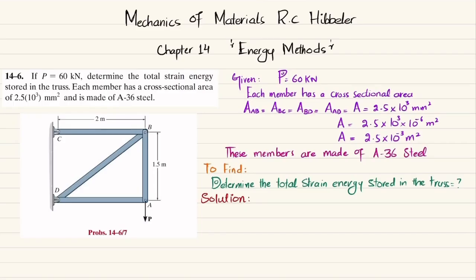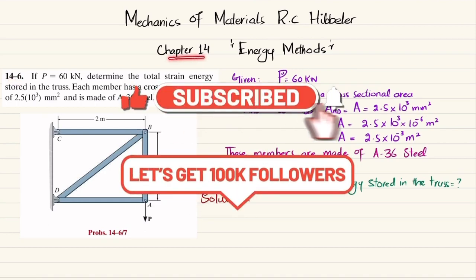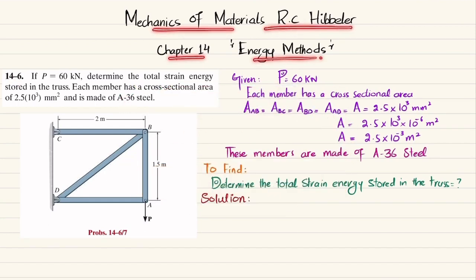So welcome back. Problem 14-6. This problem is taken from chapter 14, Energy Methods, of the book Mechanics of Materials by R.C. Hibbeler. The statement is: if P is 60 kN, determine the total strain energy stored in the truss. Each member has a cross-sectional area of 2.5 times 10 to the power 3 square millimeters and is made of A36 steel.